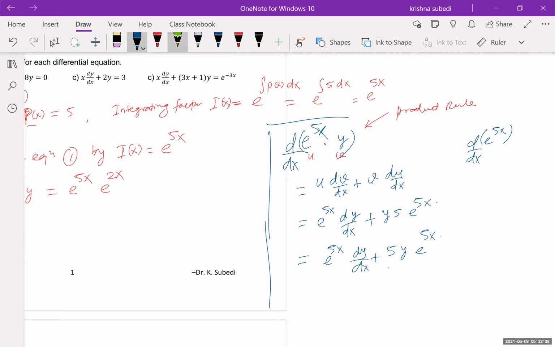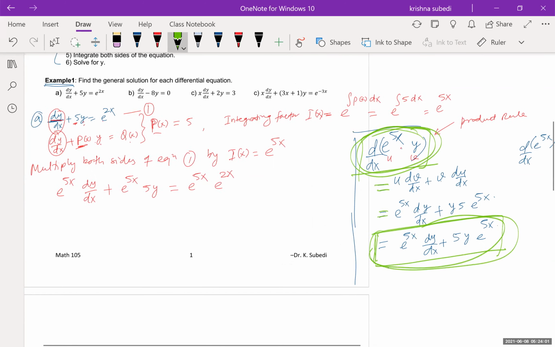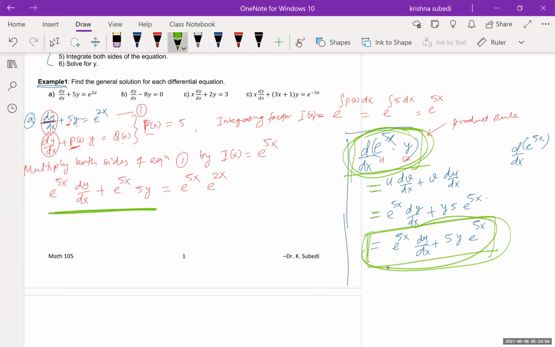So what it means is, listen very carefully, okay? What it means is, I can replace this by this. They are mathematically equal, you see? I can substitute this value for that, or I can substitute this value for that. So they are equal. Now let's observe this left hand side. Can you see the left hand side is exactly the same thing? Are they equal? e to the 5x dy over dx and 5y e to the 5x. Yes, they are exactly the same.